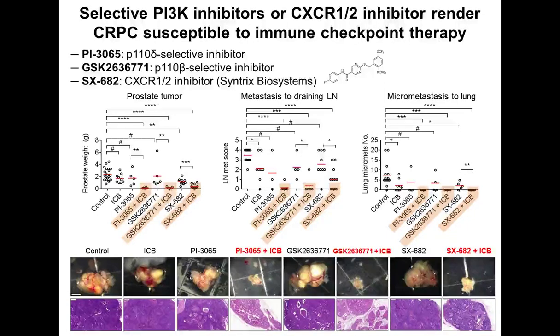So lastly, we were prompted to use additional drugs to show that PI3K isotype-specific drugs can also collaborate with ICB to induce synergistic efficacy. Here we use two PI3K isotype-specific inhibitors: one is the P110 delta selective inhibitor, and one is the P110 beta selective inhibitor. We also tried a new drug called SX682, a CXCR1/2 inhibitor from this company.